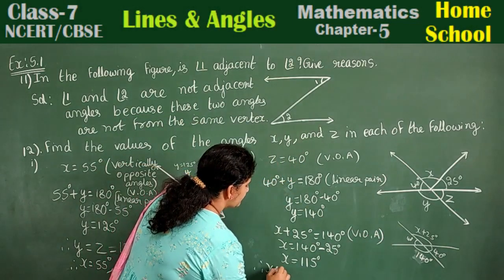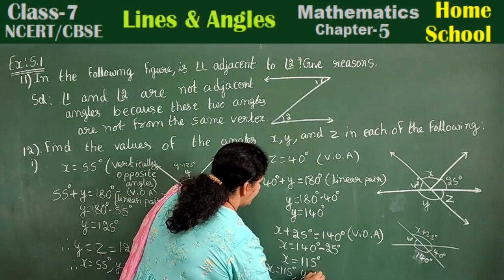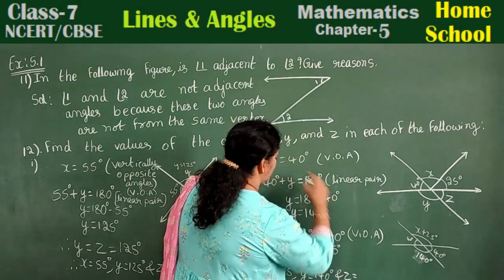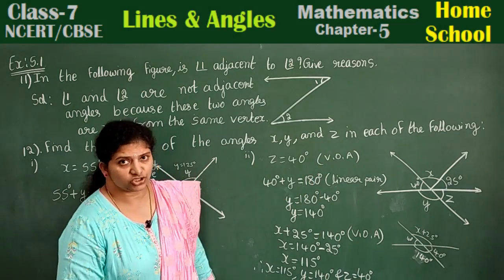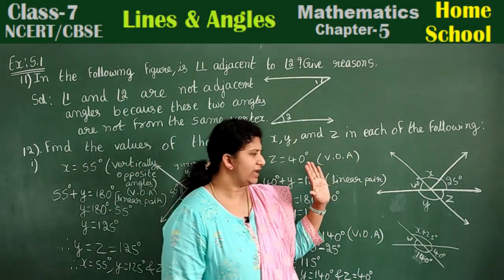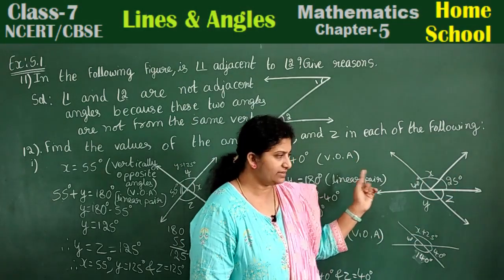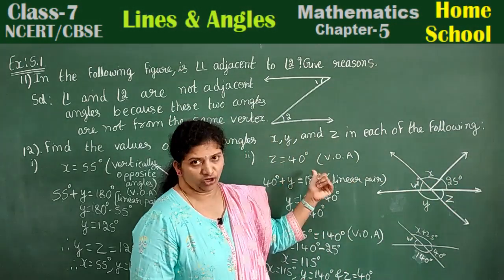Therefore, x is equal to 115 degree and y is equal to how much? 140 degree and z is equal to 40 degree. Right? Is it understood? Observe the figure. Where are the lines? You observe first carefully. I can see two lines. Then 40 is vertically opposite to z. So z is equal to 40 degree.